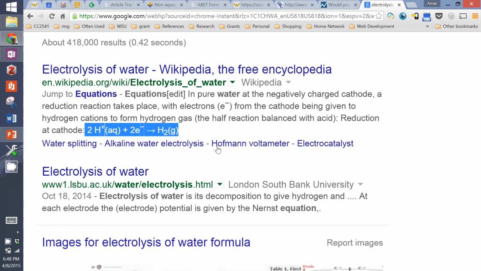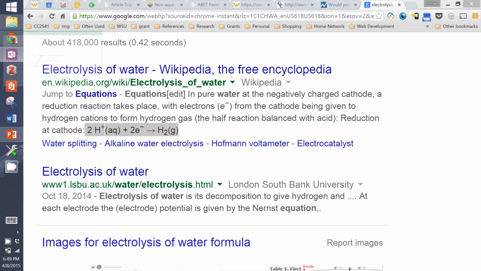The reduction reaction takes place. The electrons from the cathode are given to hydrogen cations to form hydrogen gas. So this is what happens at the cathode. Two hydrogen ions, which are in the water, plus two electrons form hydrogen gas. So H+, remember, water, for those of you who are chemists, this will be a relatively easy concept. But remember that water is always in equilibrium with H+ and OH-.